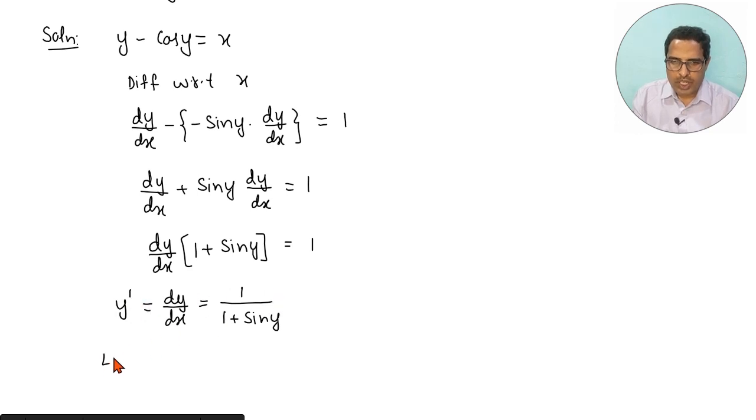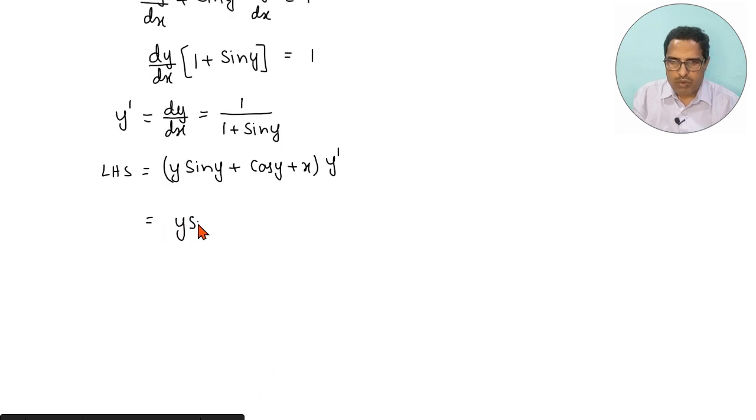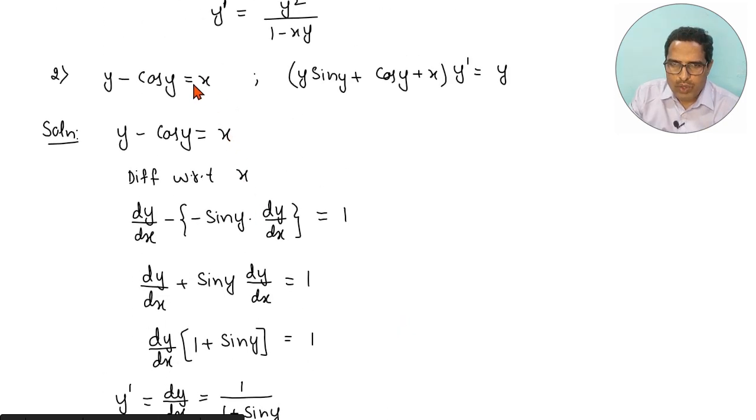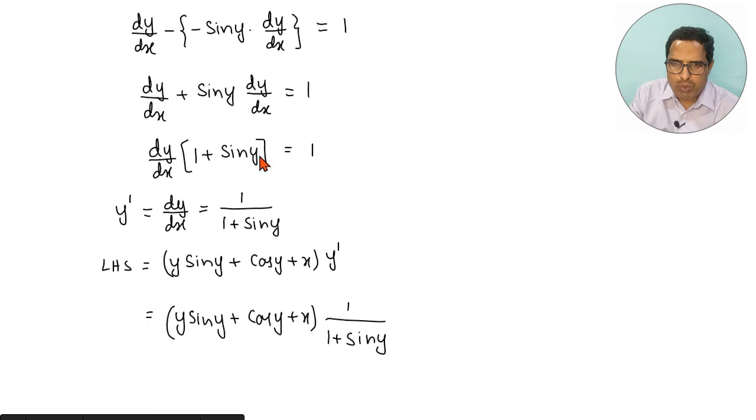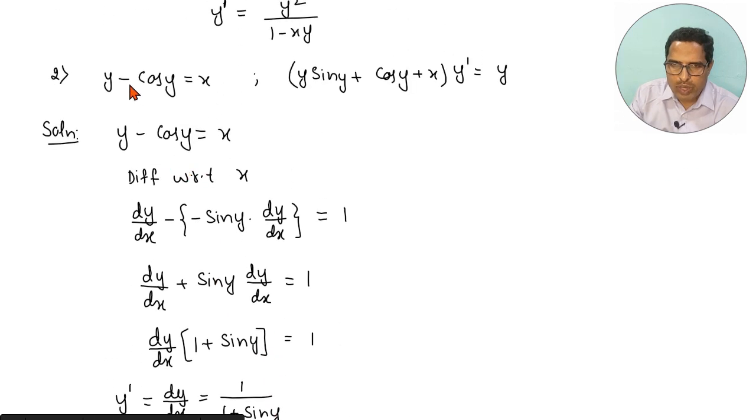So let us take the LHS. LHS is what? y sine of y plus cos of y plus x times y dash. So this is y sine of y plus cos of y plus x as it is times y dash. y dash is 1 by 1 plus sine of y. Go back to the question over here, the value of x is given as y minus cos y. So we'll replace the x value with y minus cos y.